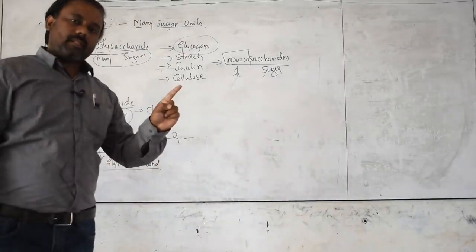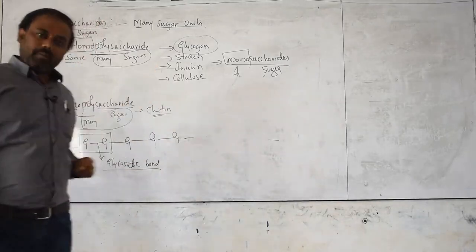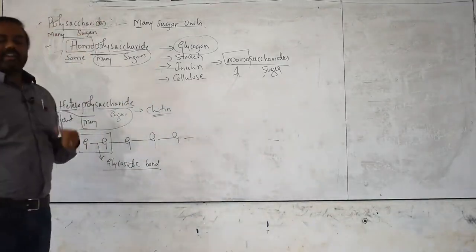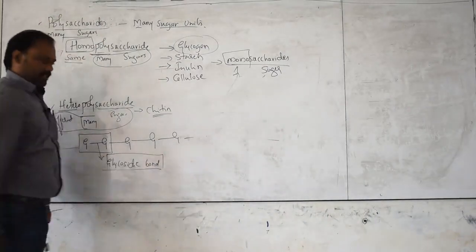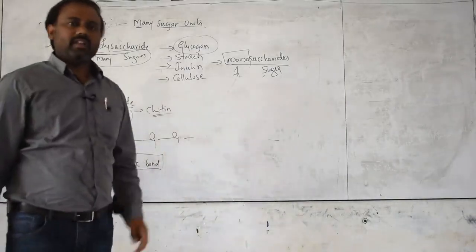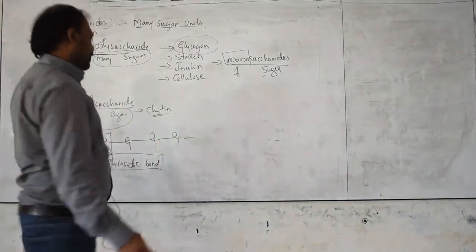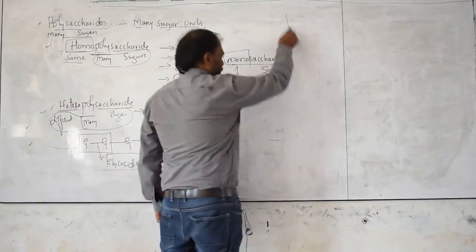In case of protein, that is a peptide bond. In case of polysaccharide or carbohydrate, we have glycosidic bonds. So that glycosidic bond is present in between the glucose molecules. This is one of the concepts.